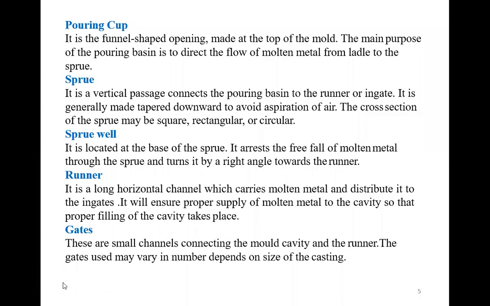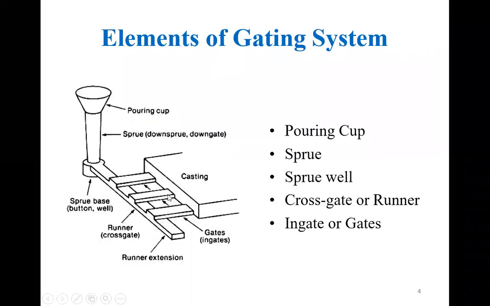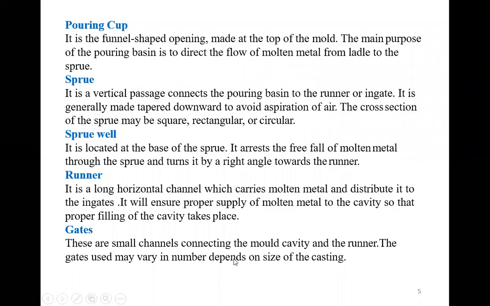If the size of the casting is very big, it will need more ingates. If the casting is very small, it will take one or two ingates. So depending on the casting and molding part, the ingates are arranged. So the gates are the small channels connecting the mold cavity and the runner, and the number used varies depending on the size of the casting.